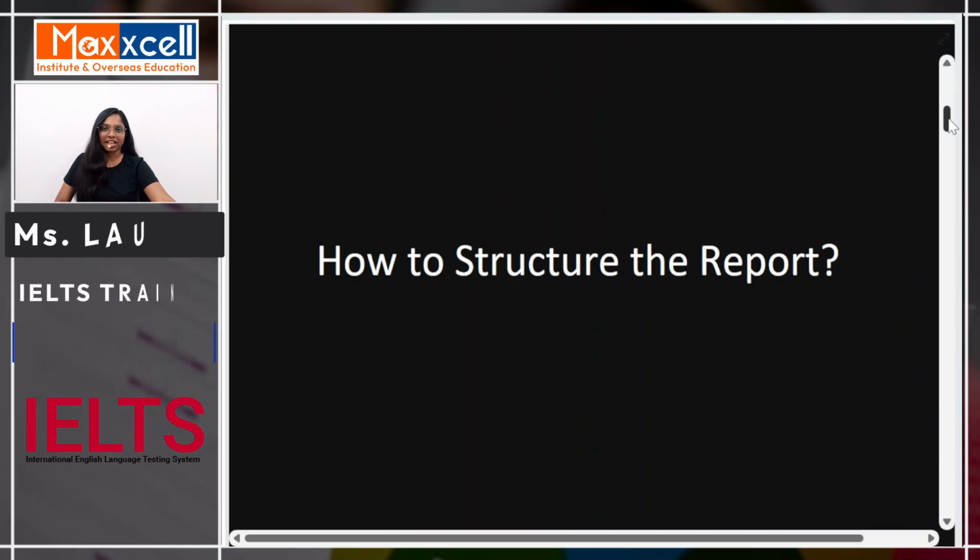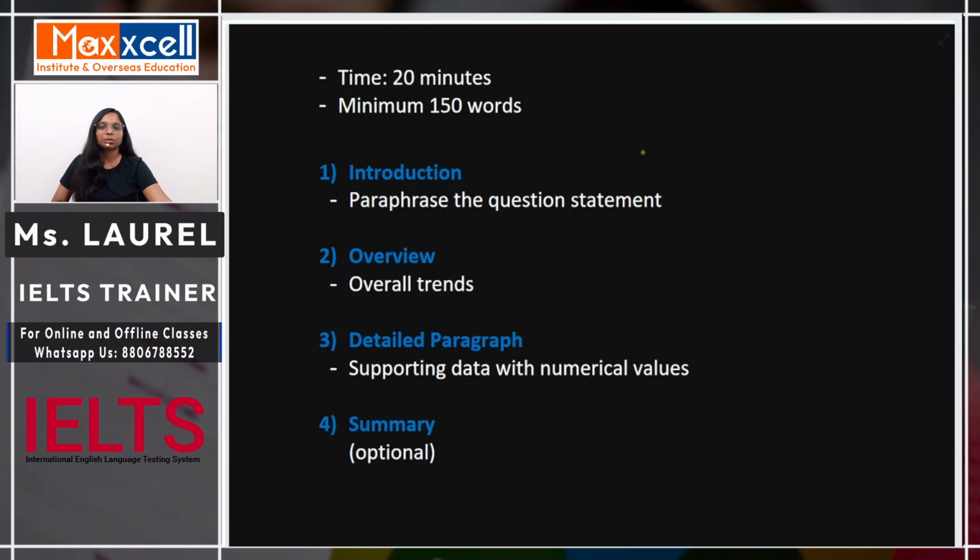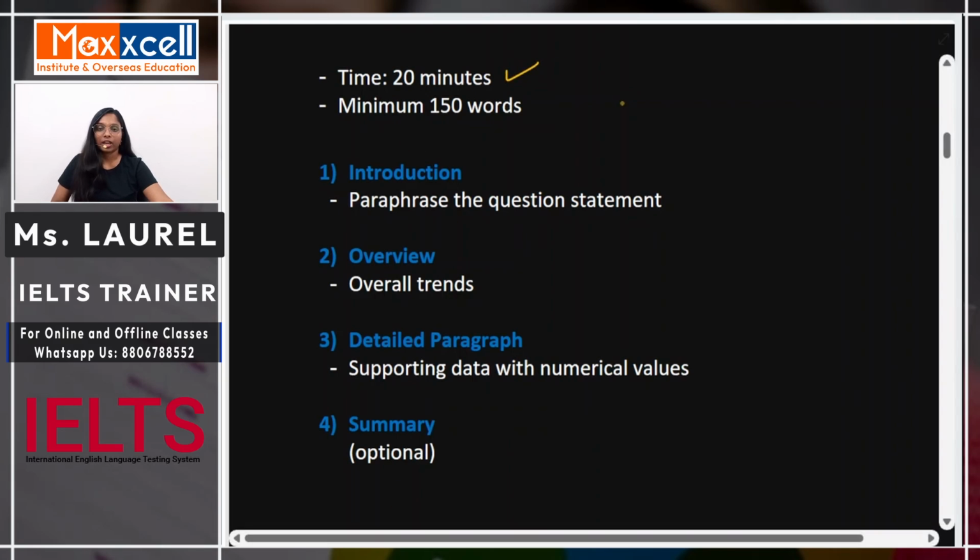Let us first understand how to structure this type of report. Now when it comes to report writing for IELTS, there is a certain format, and in general it is this. For report writing we get around 20 minutes and we have to write a minimum of 150 words. Now coming to the structure of the different paragraphs, first we need to write the introduction. The introduction is basically the paraphrase of the question statement.